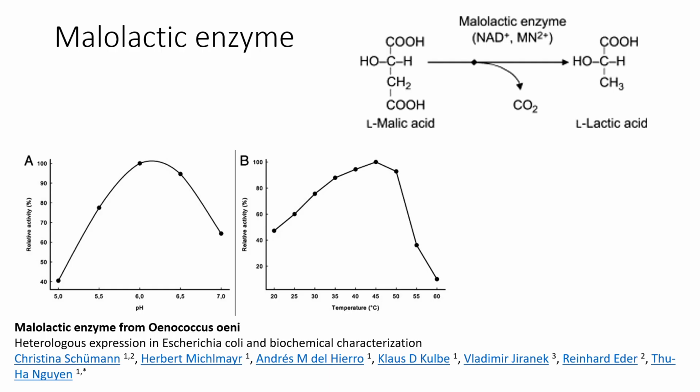So not surprising, right? Slightly acidic. pH 7 is going to be neutral, slightly acidic. That's where the enzyme works best. All right, great. Okay, that makes sense to me.